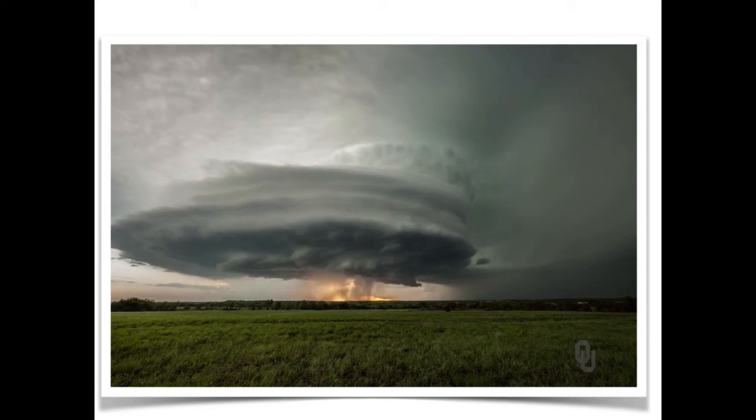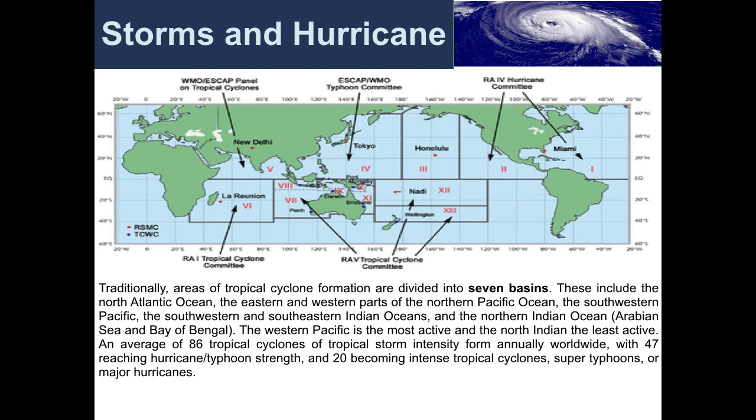Now, based on cyclone and hurricane effects, you can divide this whole planet into 7 zones or 7 basins, like the North Atlantic basin, the eastern and northern parts of the North Pacific Ocean, the southwestern Pacific, the southwestern and southeastern Indian Oceans, and the North Indian Ocean, or Arabian Sea and Bay of Bengal. There are subdivisions of the zones, as this picture shows, and these are the areas where most of the cyclones take place.